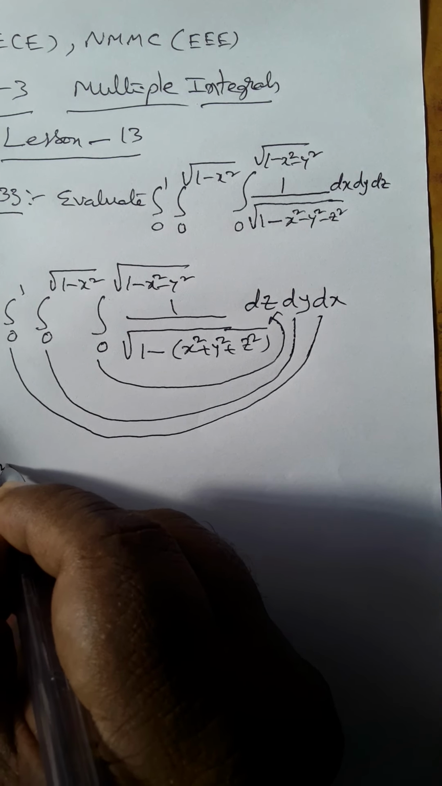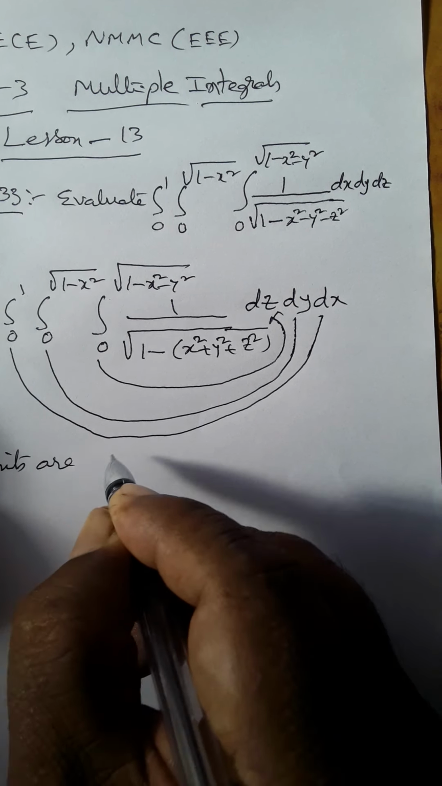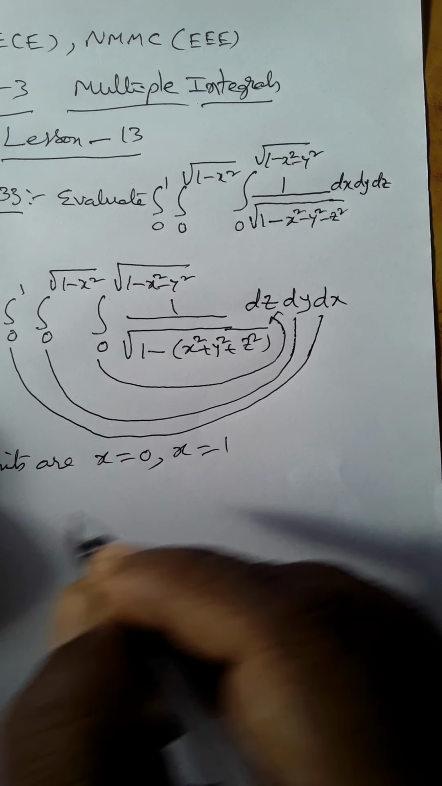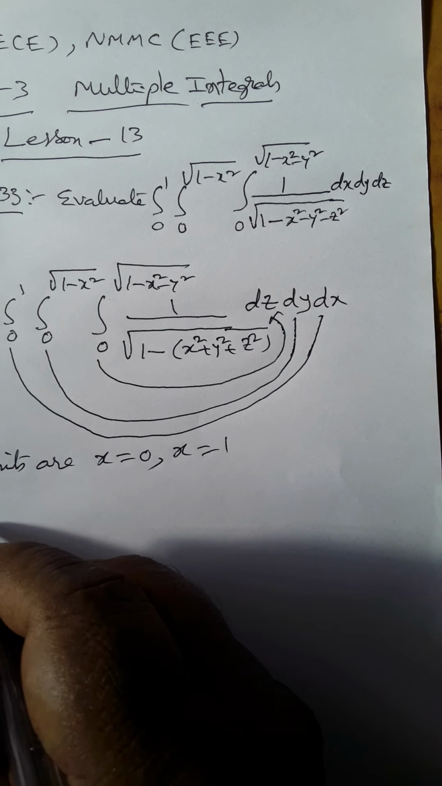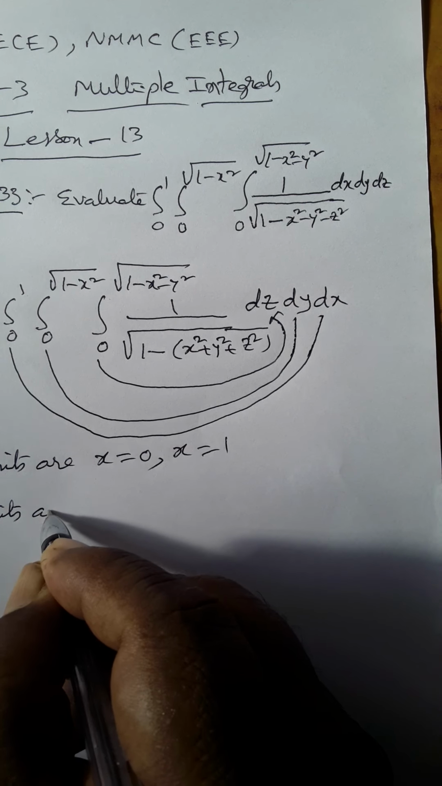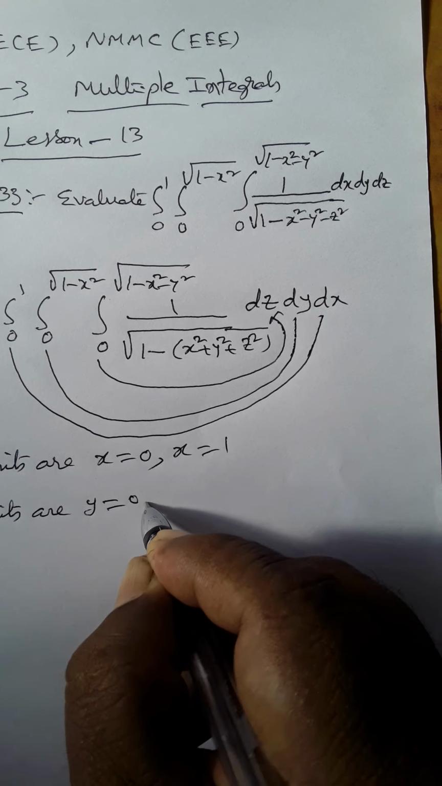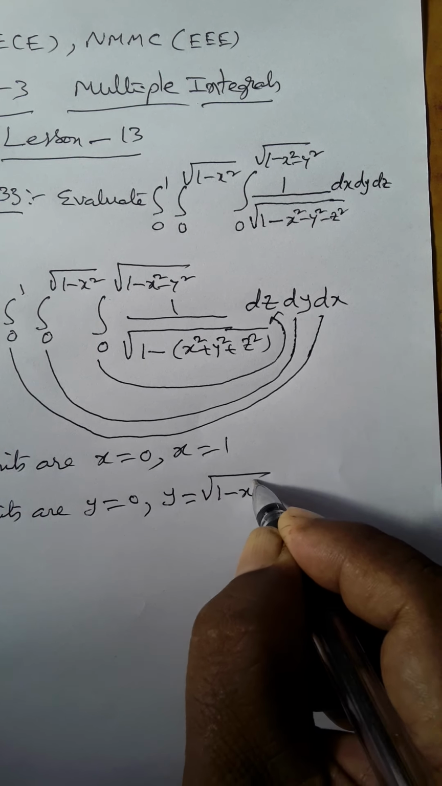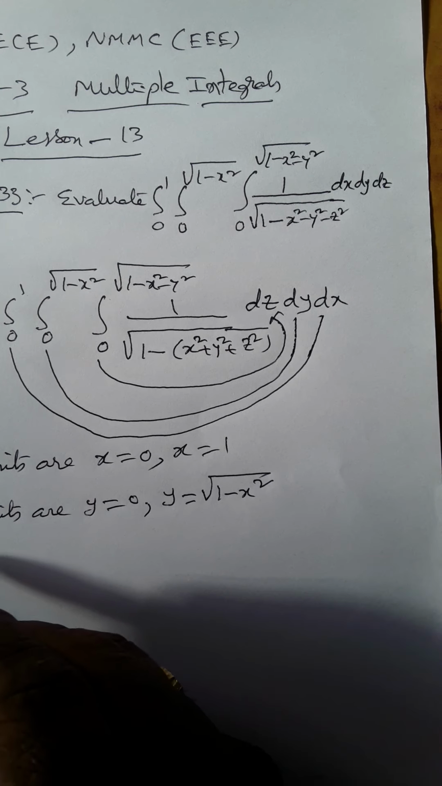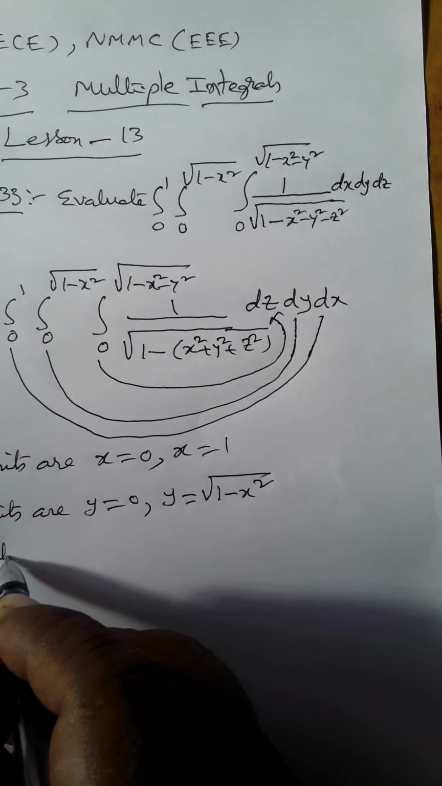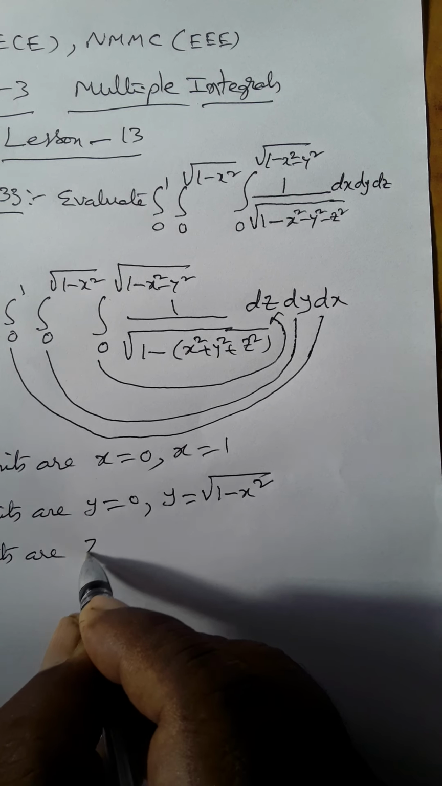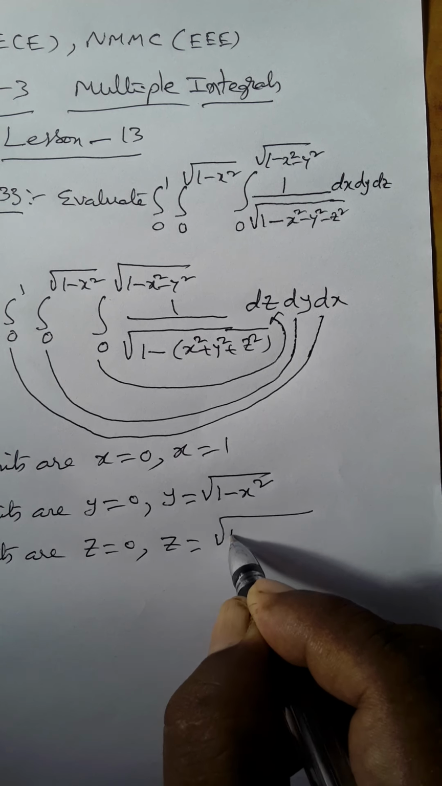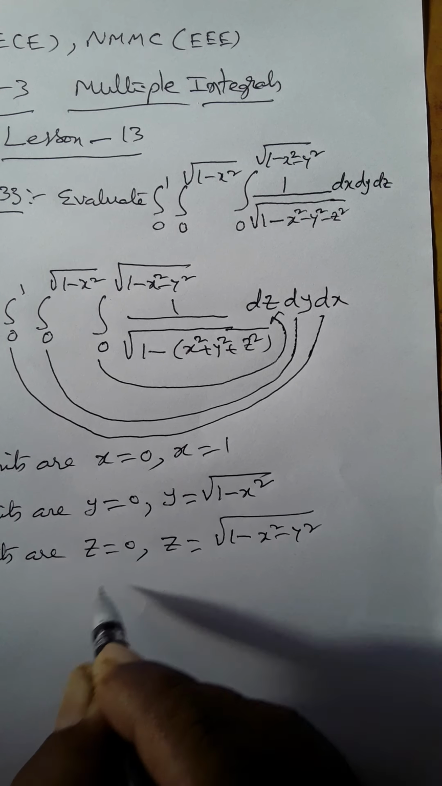X limits are x is equal to 0, x is equal to 1. Y limits are y is equal to 0, y is equal to root over 1 minus x square. Z limits are z is equal to 0, z is equal to root over 1 minus x square minus y square.